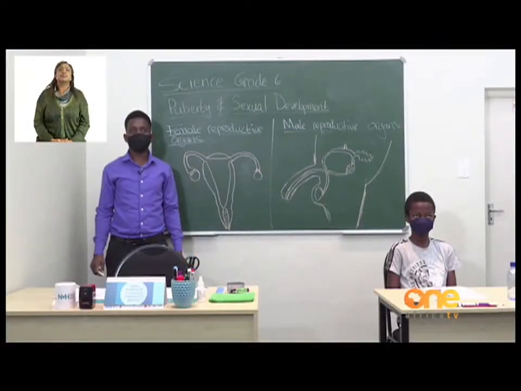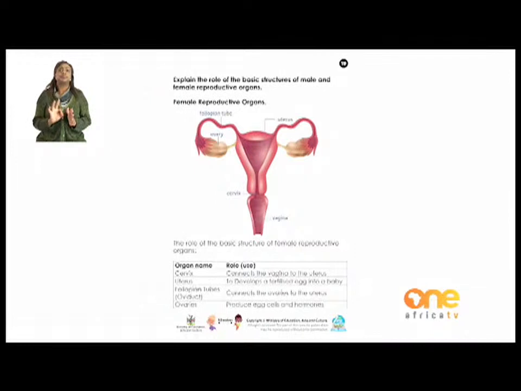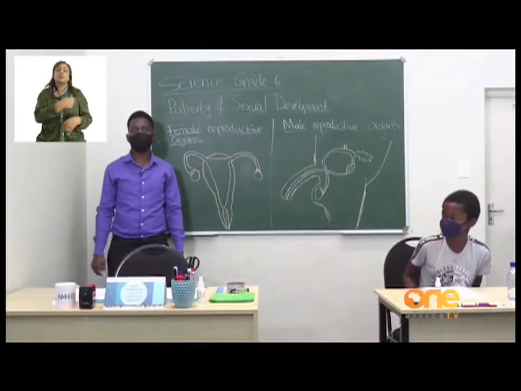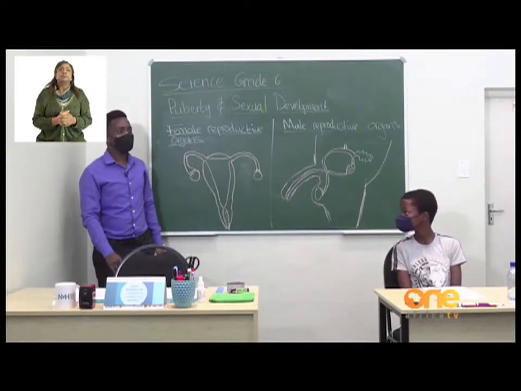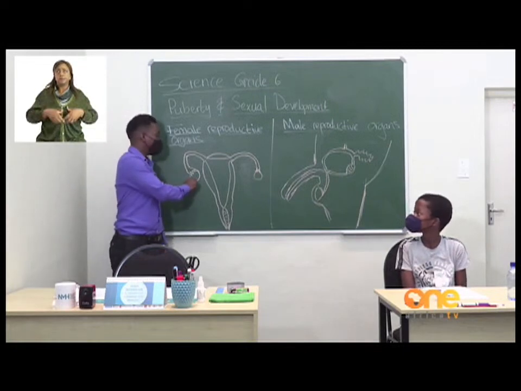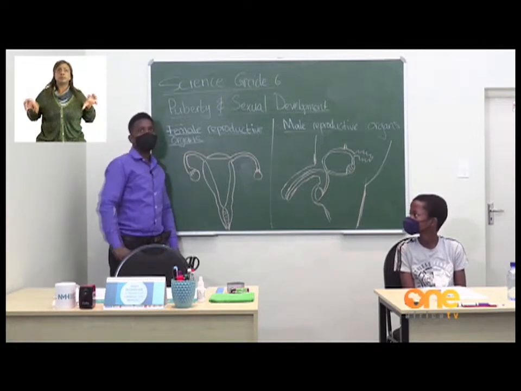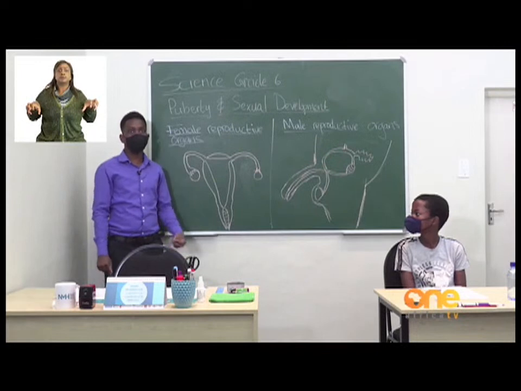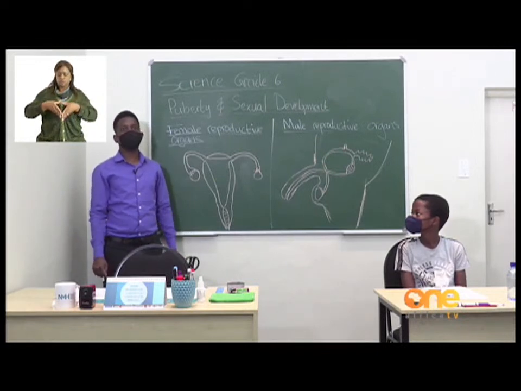Let us now turn to page 19, where we will look at the female reproductive organs. Remember here that we are expected to describe the role of the basic structures of a male and female reproductive system. Let us turn to the chalkboard so we can discuss this in detail. Now on the chalkboard with me, I have the female reproductive organ. And we are now just going to label it, and afterwards, that is when we will look at the role of these structures.